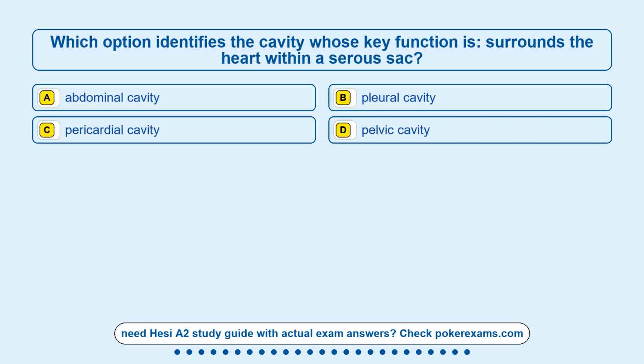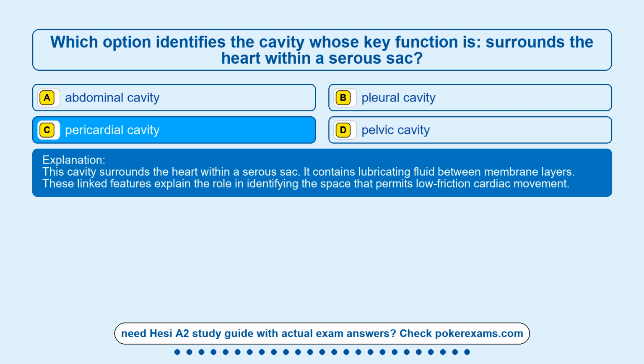Question 23. Which option identifies the cavity whose key function is, surrounds the heart within a serous sac? Option A, abdominal cavity. Option B, pleural cavity. Option C, pericardial cavity. Option D, pelvic cavity. The correct answer is option C, pericardial cavity. This cavity surrounds the heart within a serous sac. It contains lubricating fluid between membrane layers. These linked features explain the role in identifying the space that permits low-friction cardiac movement.